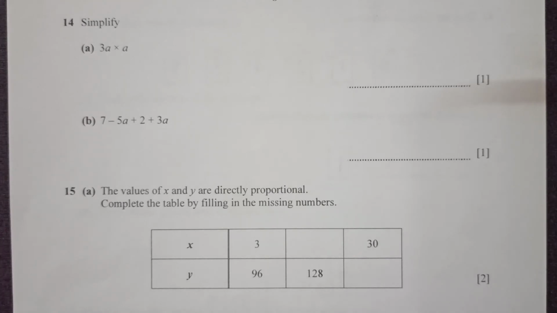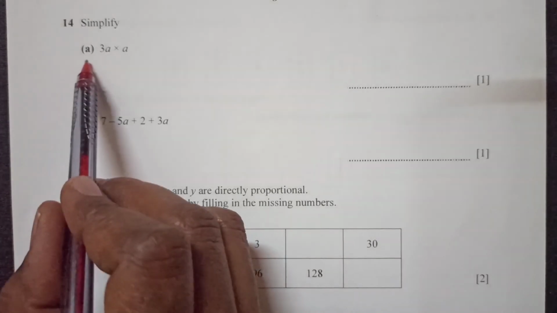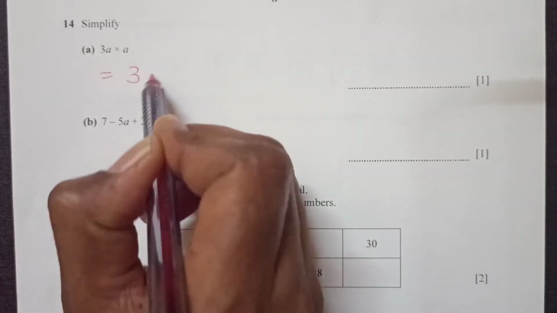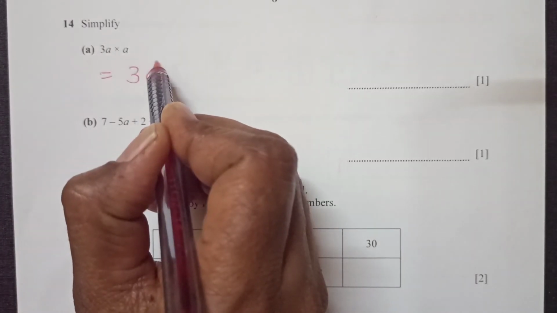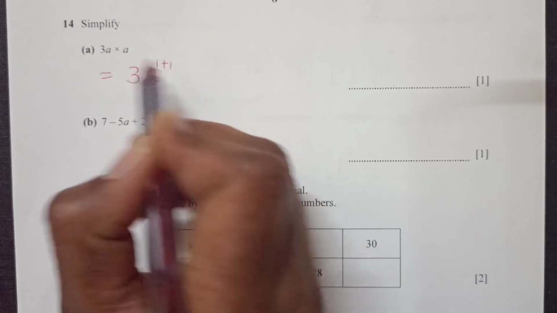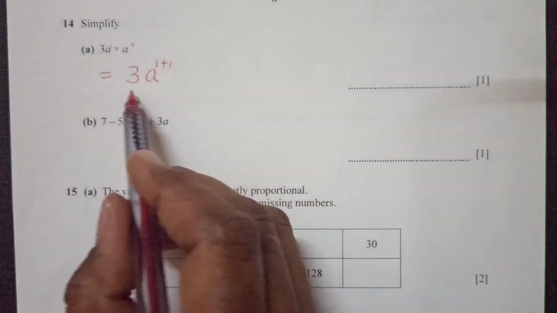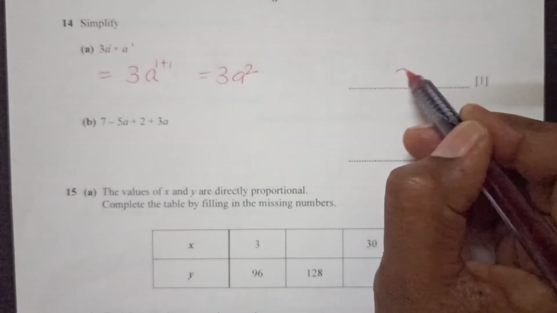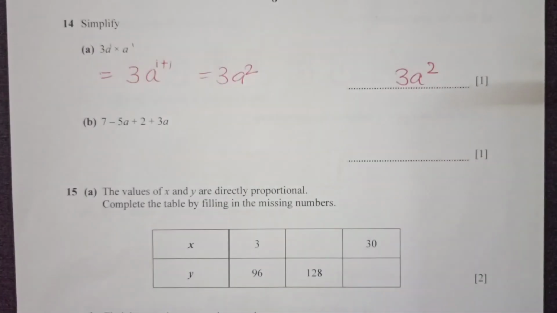Number 14, 3a times a. So it's simple, 3a to the power 1 plus 1, because this is 1 here, this is 1 here. So this is 3a squared. So the final answer is 3a squared.